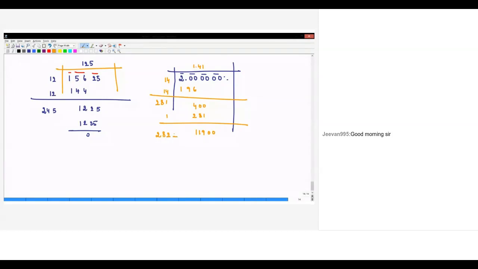You know, 5 squared becomes 14,000. So up to 4 is sufficient. We are not going to do what it is, but 4 is sufficient. So approximately, we say the root of 2 value is how much?